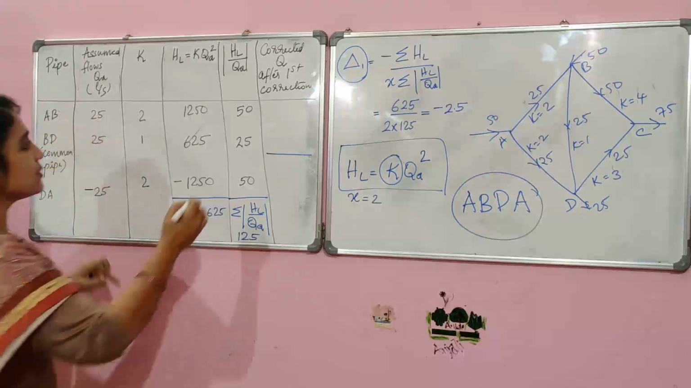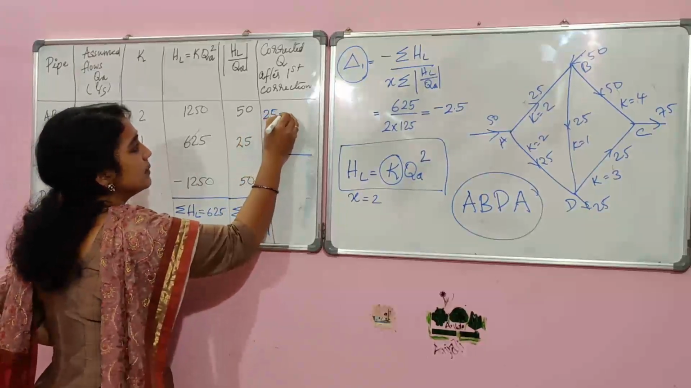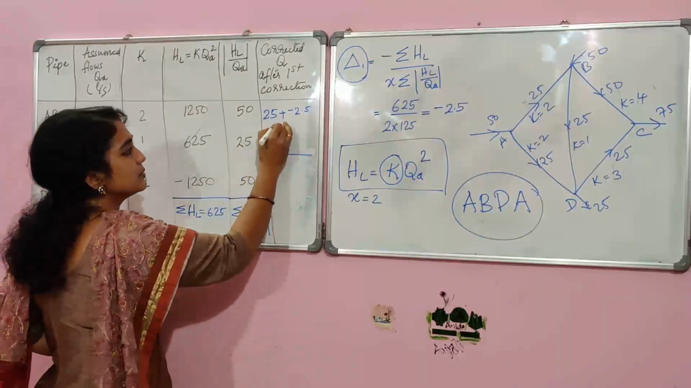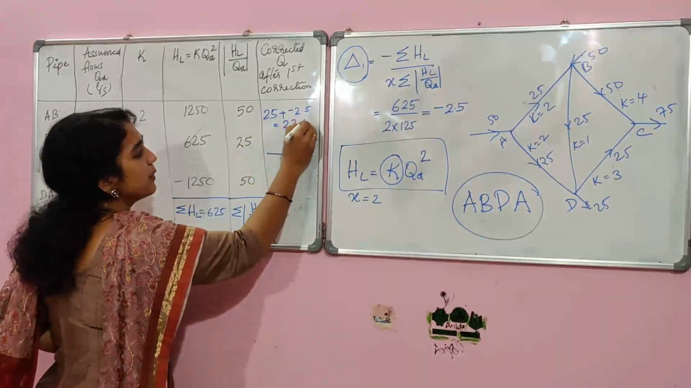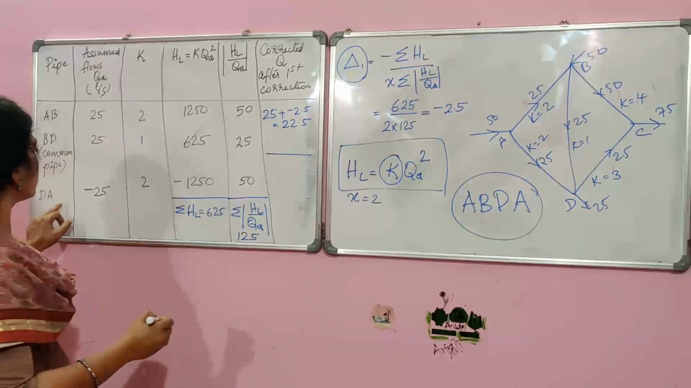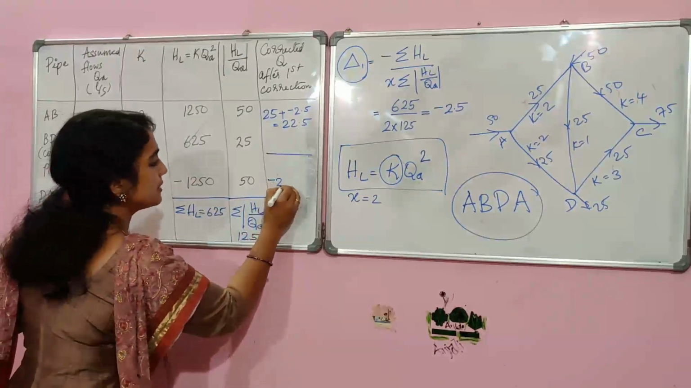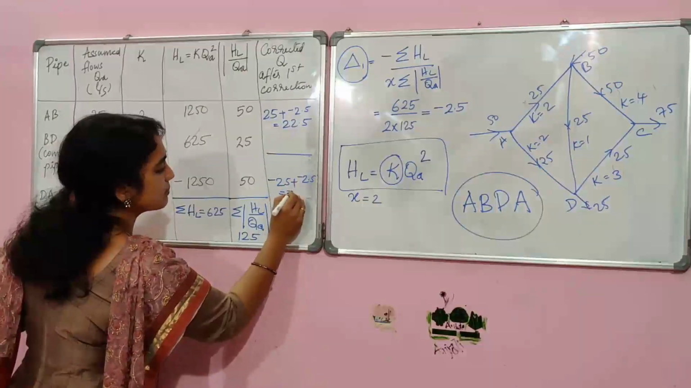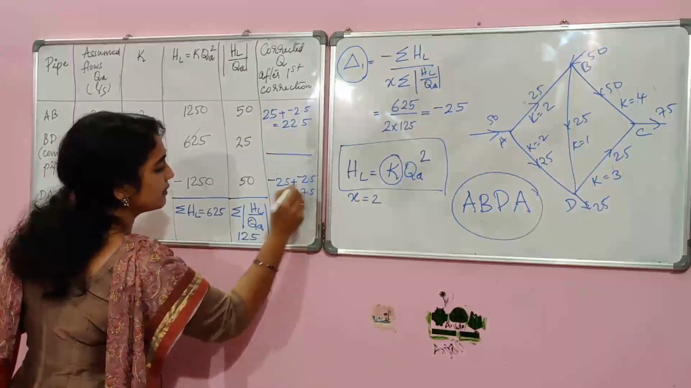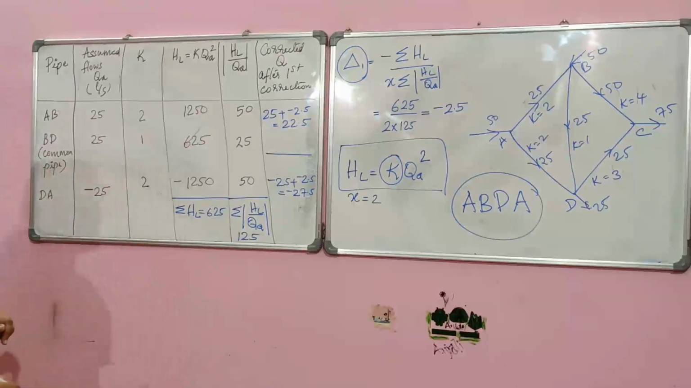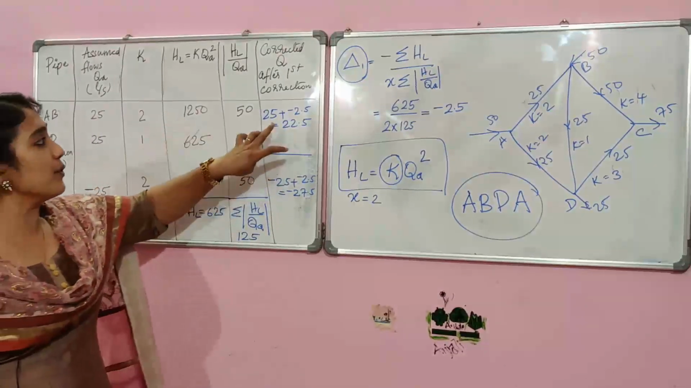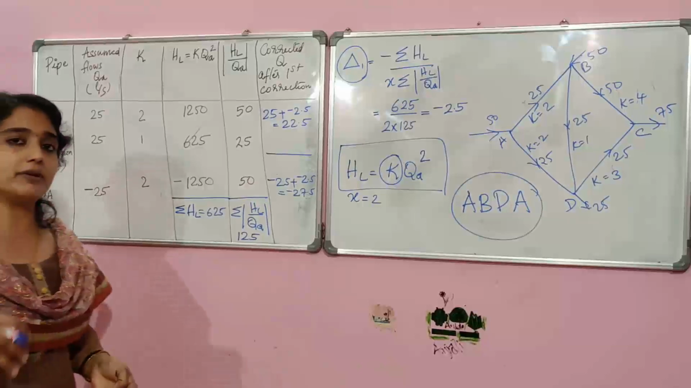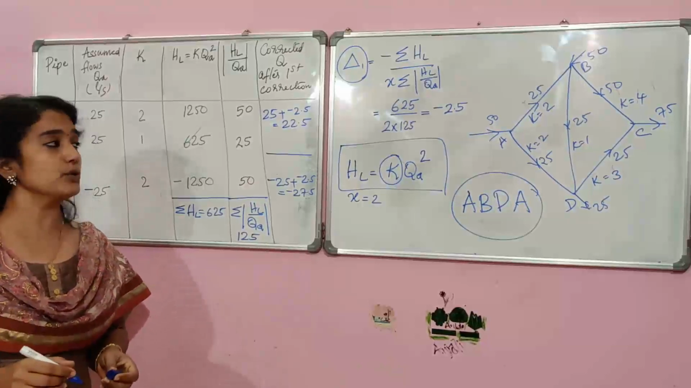You can calculate for AB and DA. Here it is 25 plus minus 2.5, that is equal to 22.5. Here also it is minus 25 plus minus 2.5, that is minus 27.5. This is the corrected flow for the pipes AB and DA.